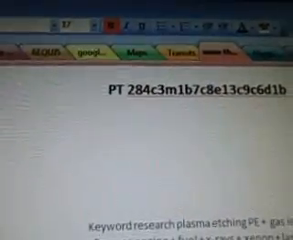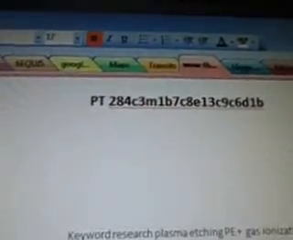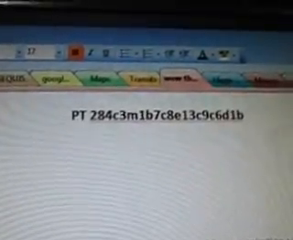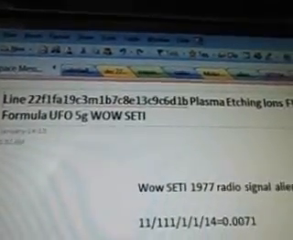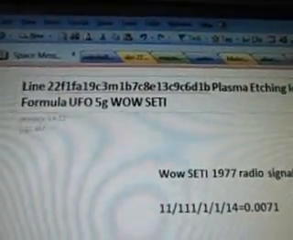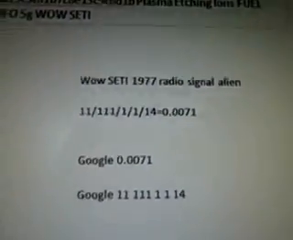So part 2, 84C3M1b7c8e13c9c6d1b. Line 22f1fa19c3m1b7c8e13c9c6d1b. Plasma etching ions fuel formula UFO 5D Wow Seti. Here's our alien radio signal.